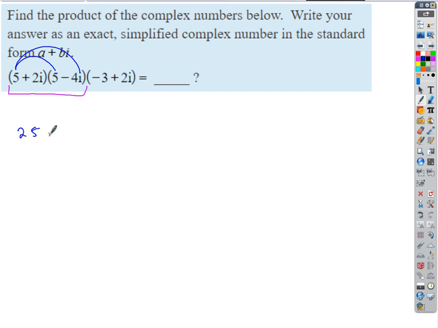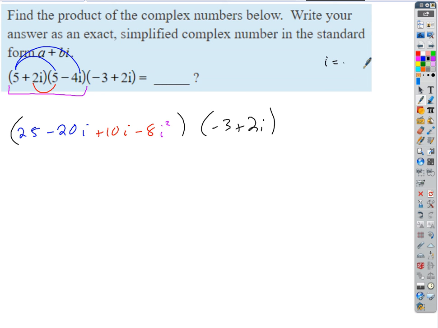25 minus 20i. Okay. And then if I distribute the 2i, and then minus 8i. And then positive 2i times negative 4i is minus 8 i squared. I squared, right? I times I is i squared. And then whatever we get from all that stuff, after that's all done, we'll multiply it by negative 3 plus 2i, but we're not done yet, right?